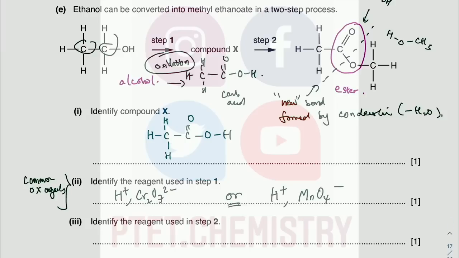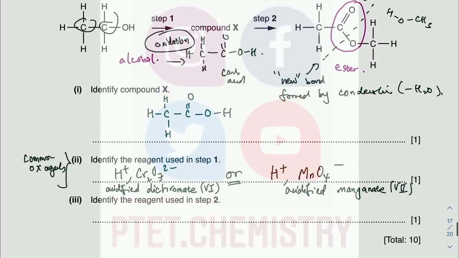They don't say name, they say identify. So you can give formula or you can give the name. If you give the name, you've got to have acidified dichromate bracket VI, that's for 6. If you give the name, you've got to have acidified manganate 7, VII. Okay, I prefer the formula, it's so much easier. You just write the correct formula, provided you know the correct formula, which you should do because these two are common oxidizing agents given in the redox topic, that you will have learned.